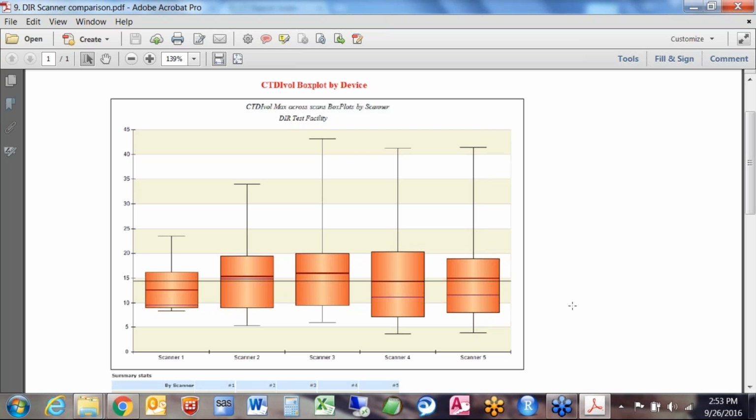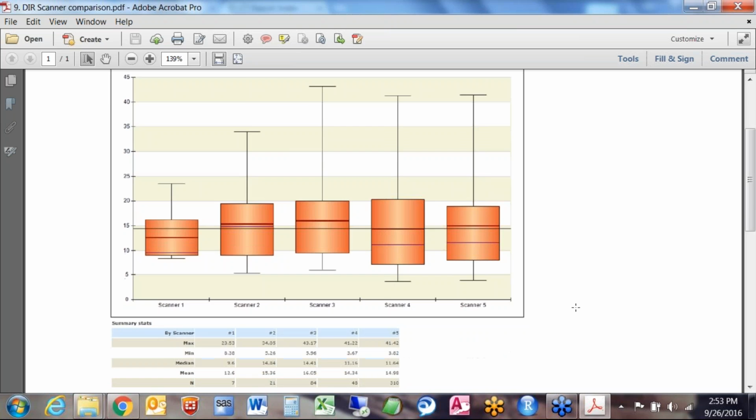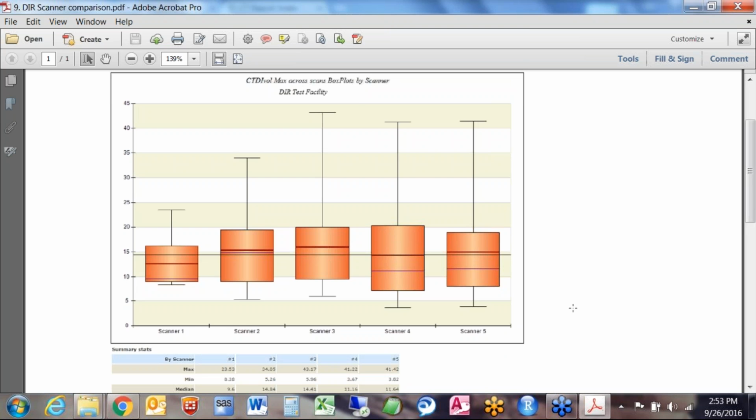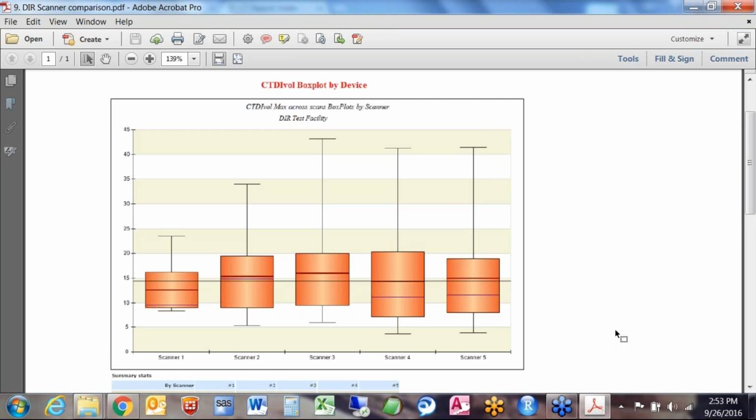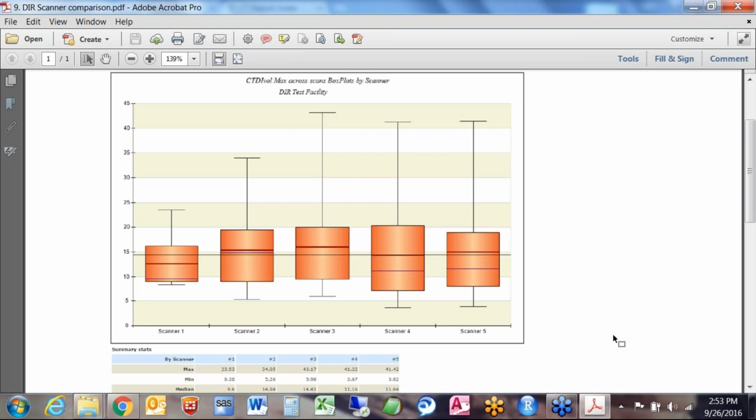So this is a picture I wanted to show you. You can see a picture of scanner comparison. This is actually not summary comparison. This is a scanner comparison. You can compare your scanners. So for example, you have 5 scanners, and for one of the protocols, you want to see how your 5 scanners are doing. So this is a good way to compare.